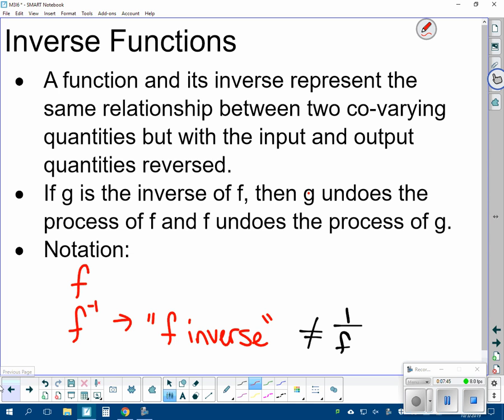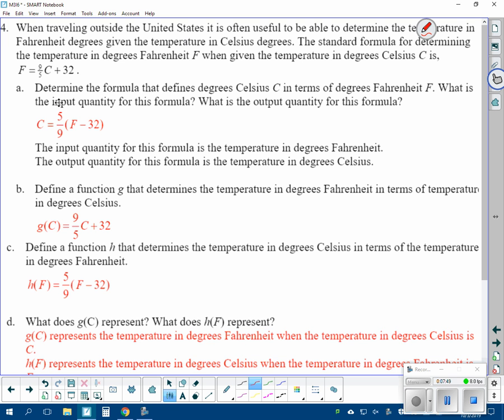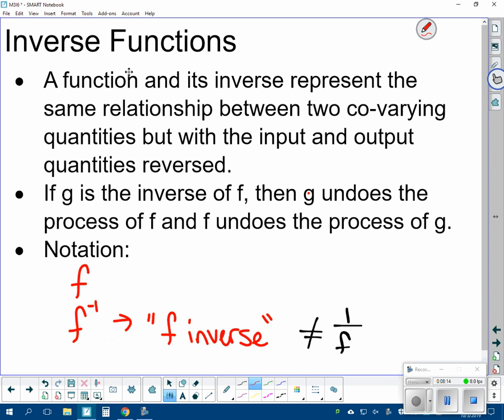Okay. See how your pre-class was related to this idea of inverse functions? Did you see the parallels? They had you solve it for the opposite quantity. First it was F in terms of C, and then you had to write C in terms of F. Your inputs and your outputs switched. In the original function, your input was C, but now your input is F. Your output was F, now it's C. So that is exactly what we're saying in this first definition. The input and the output reverse.